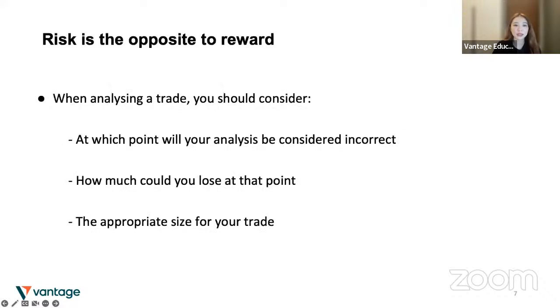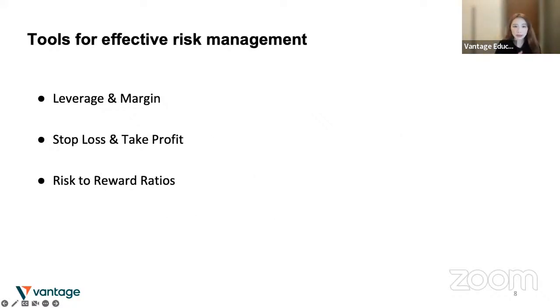Risk is the opposite of reward, obviously. When you're analyzing a trade, you should consider at which point your analysis is considered incorrect. Normally when we identify that point, we put a stop loss there, where if price ends up in that area, we will think that our analysis is already invalid. And how much would you lose at that stop loss point? And what is the appropriate size of your trade? Some tools for effective risk management are leverage and margin, stop loss and take profit, and risk to reward ratios. Okay, so let's look at this.